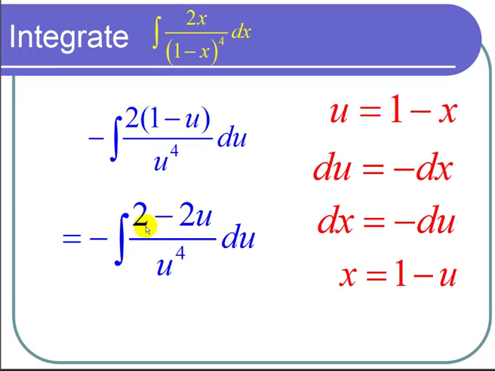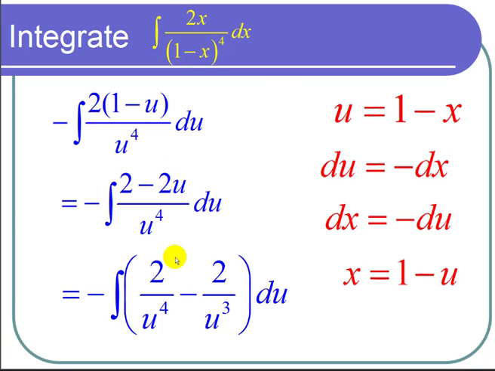And then there's an algebra rule that says if I have a subtraction in the numerator, I can break that into two fractions. So I can write it as 2 over u to the fourth, and then minus 2u over u to the fourth. And note that u over u to the fourth is 1 over u cubed. And what I get is negative the integral of 2 over u to the fourth minus 2 over u cubed du.